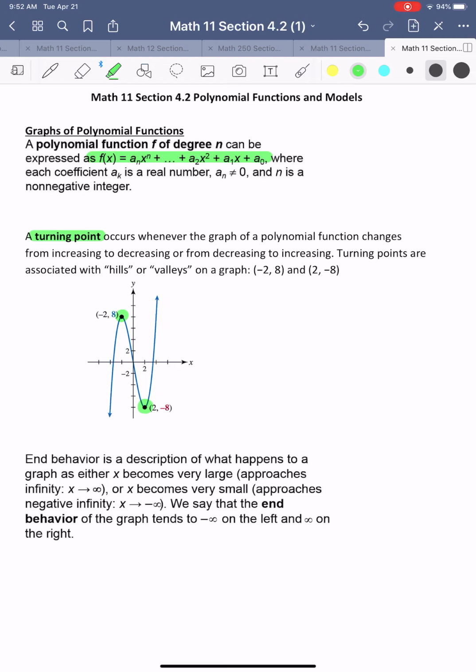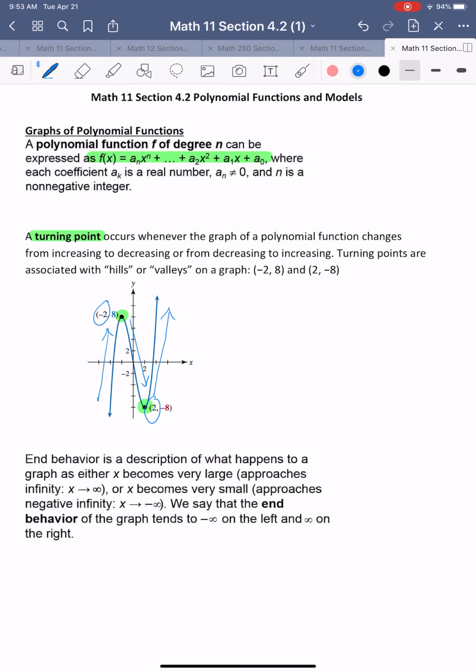When they talk about where the graph turns, we talk about the x value. So at the beginning, the graph was increasing up to -2, and then from -2 it starts decreasing up to 2, and then from 2 it starts increasing. So that's what the turning points do.